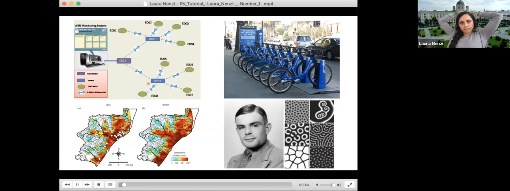Then on the top right, we have a bike sharing system. So think about a number of bike stations in a city where people can pick up or bring back some bikes. And on the bottom left, we have a cholera spread. Cholera is a waterborne disease, so this is the spread of a disease in a space. And on the bottom right, we have the Turing pattern, so the formation of patterns that are then stable in time.